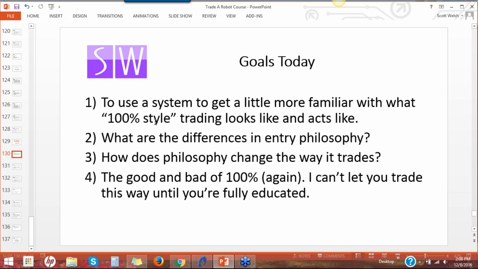So instead of just entering randomly, there are a couple of major schools of thought to get into the market and then trade in this 100% style. We're going to talk about one today. When you choose one or the other, how does that philosophy change the way it trades? Well, that's what we're going to talk about. And once again, while we talk about this, we'll talk about the good and bad of 100% style trading. I know it's not the first time, but I cannot let you trade this way until you're fully educated on why it's good and why it's bad. I don't want you to be a passerby and say, oh, 100% sounds good, I'm in. If you're currently doing that, maybe stop or at least educate yourself. You need to know why it's good and you need to know why it's dangerous. So again, we're going to talk about that.